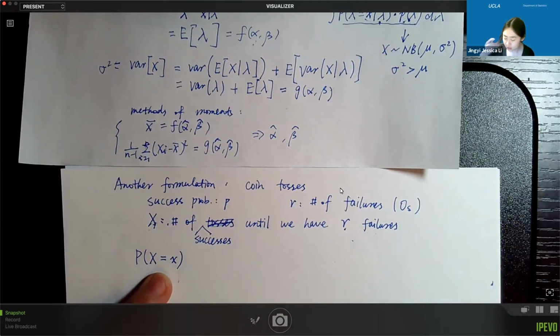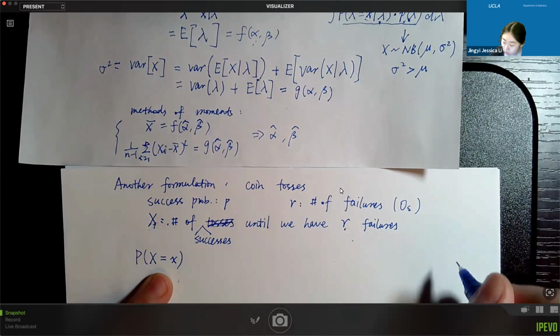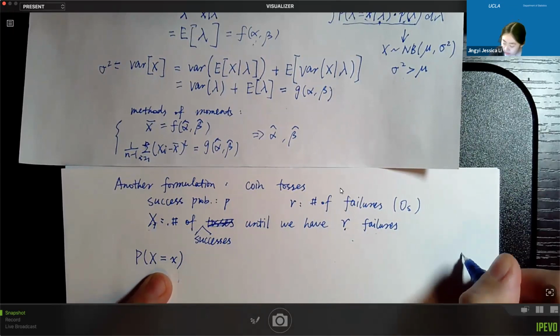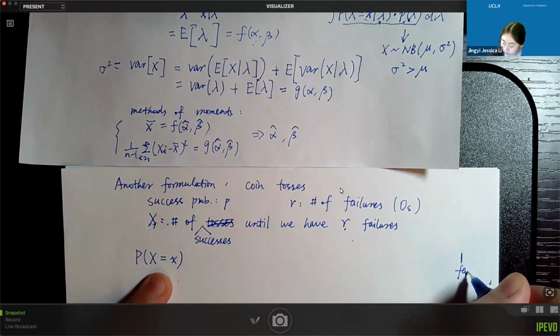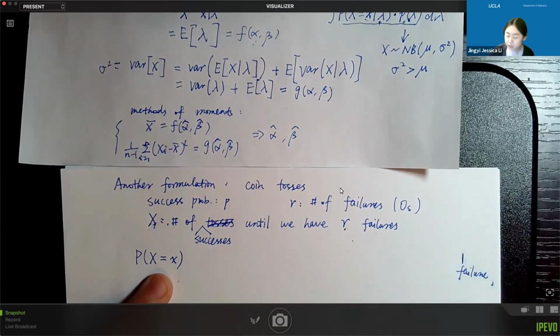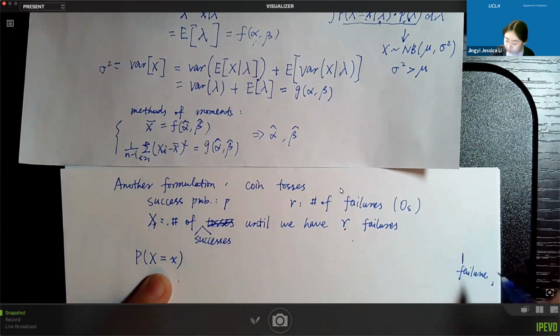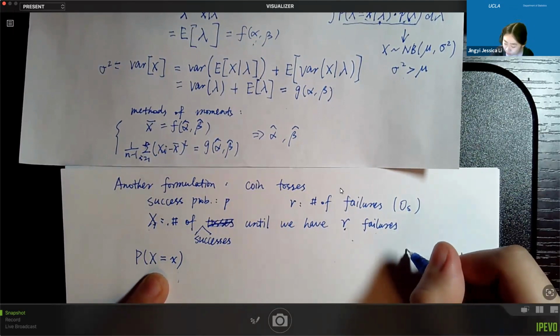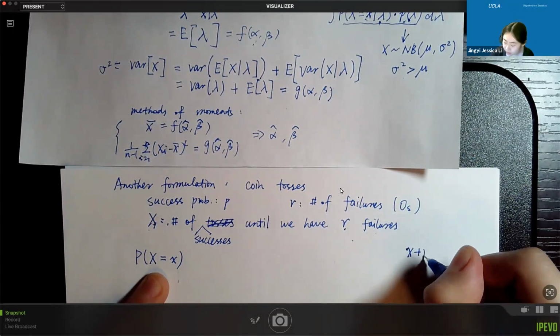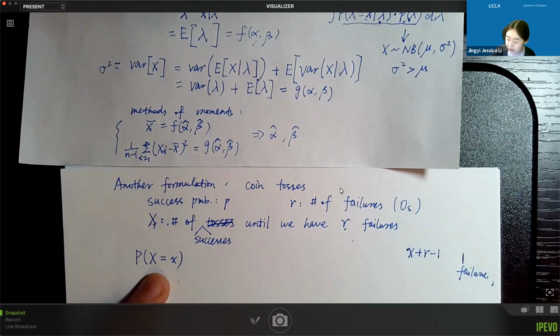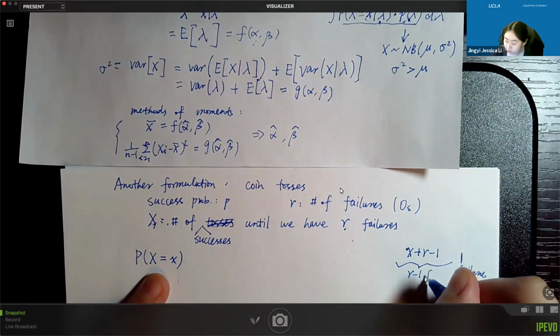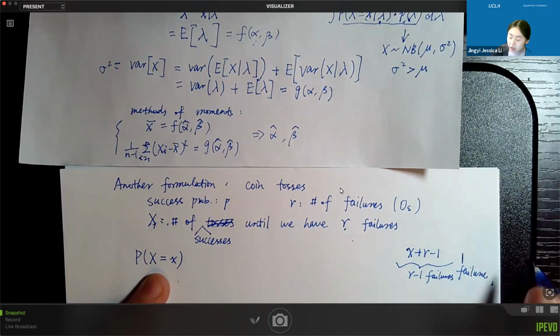So a special thing about negative binomial is that we know the last one must be a failure, because that's when we stop, right? Whenever we reach R failures, there's no reason to continue tossing. So we know that this last one is a failure. And before it, we have X plus R minus 1 tosses. And we know that among these tosses, we have R minus 1 failures. So that's the only constraint we have here.